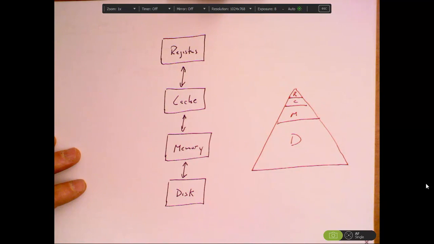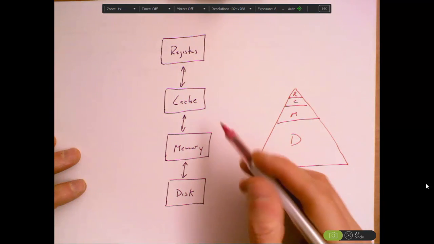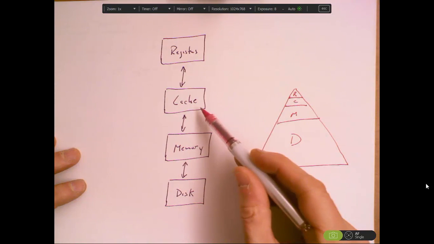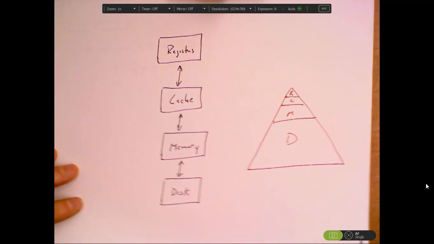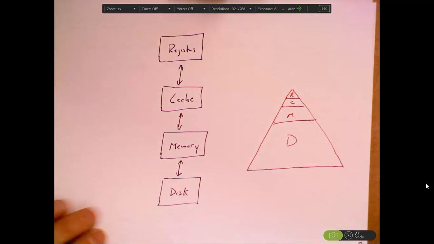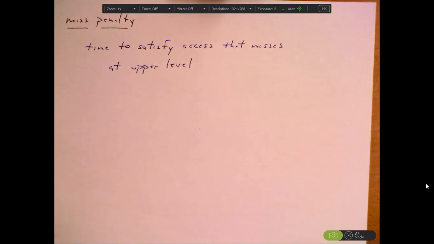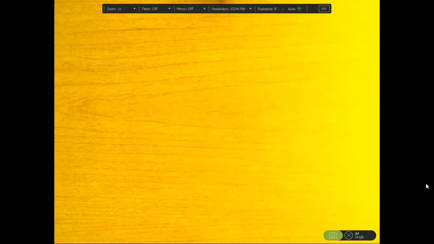Okay. And similarly, there'll be a penalty to pay when we don't hit something in the cache, and we have to go to memory. There'll be a penalty there. All right.